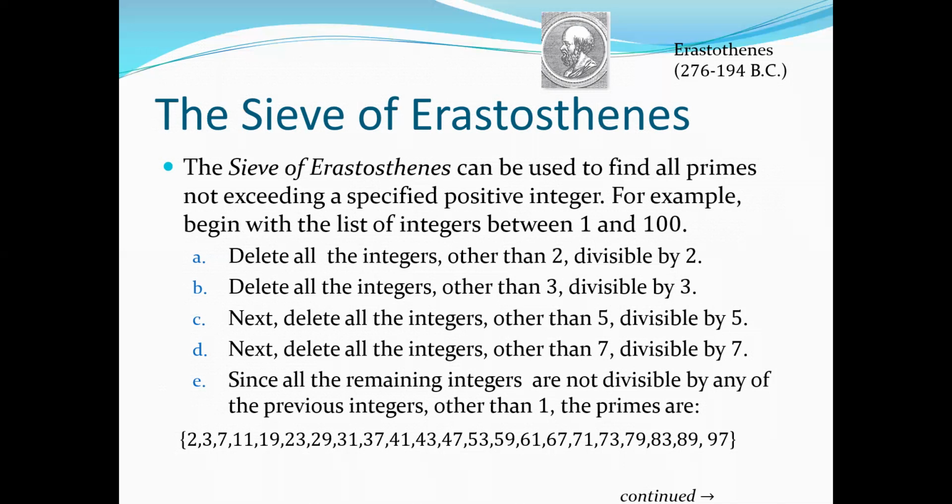So the first step will be to delete all the integers other than 2 divisible by 2. It means remove all divisible by 2 but retain 2. So remove 4, 6, 8, 10, 12, 14, 16, 18, 20 in our list. Okay. And then after removing all divisible by 2, we go to removing divisible by 3. But don't forget, retain the value 3. So you're just going to remove the others divisible by 3 aside from 3.